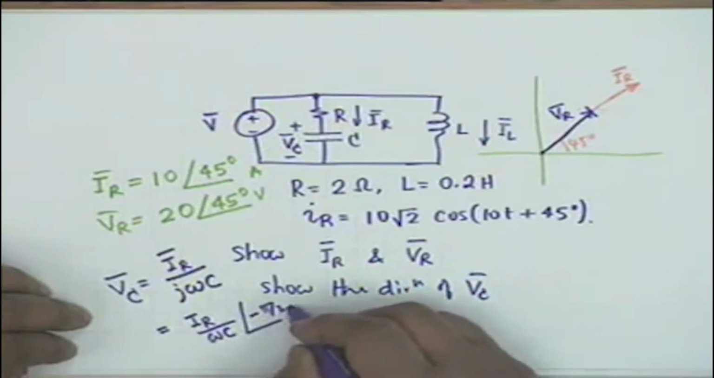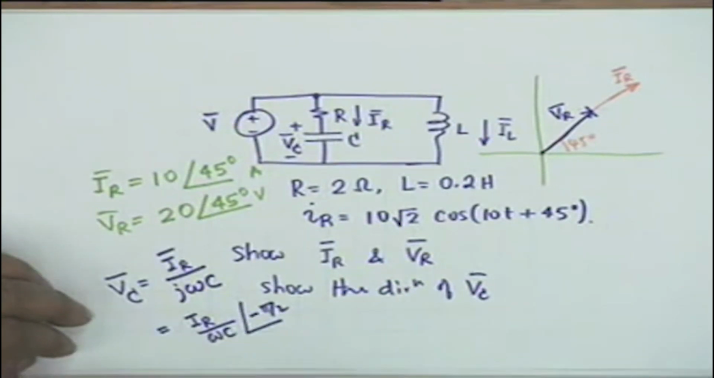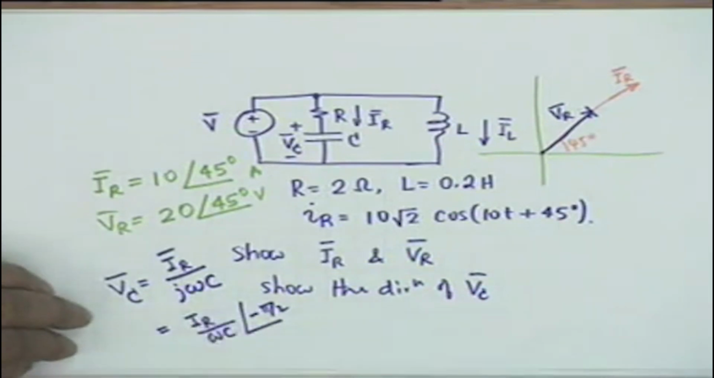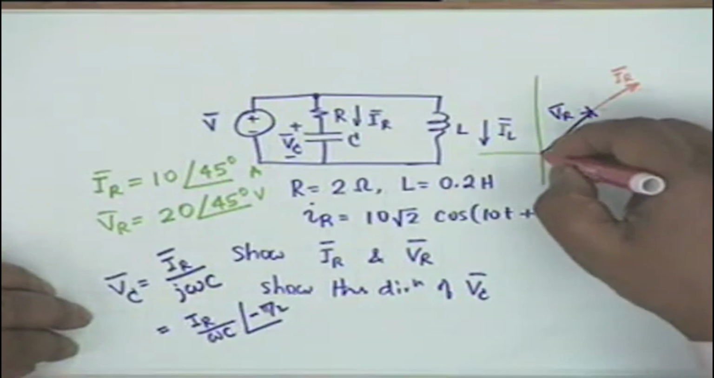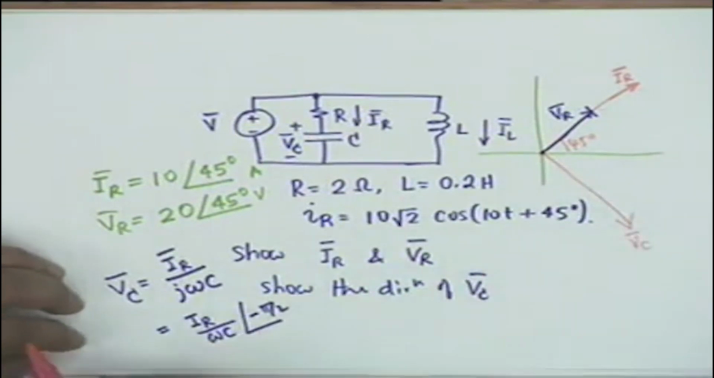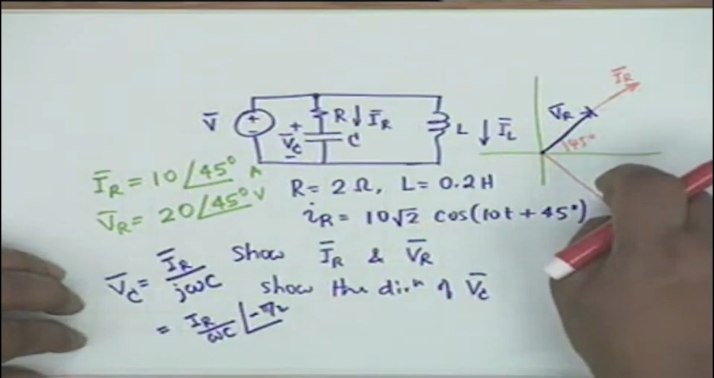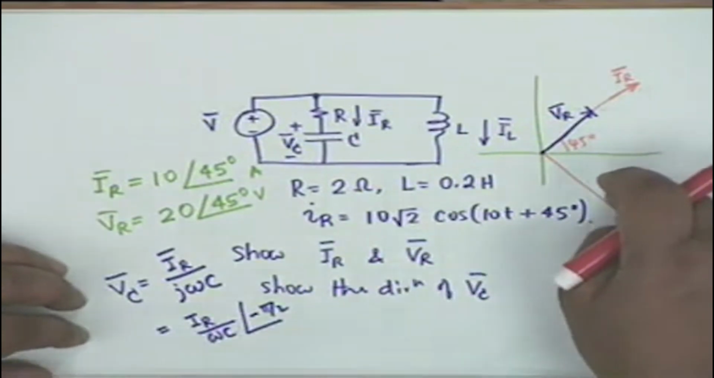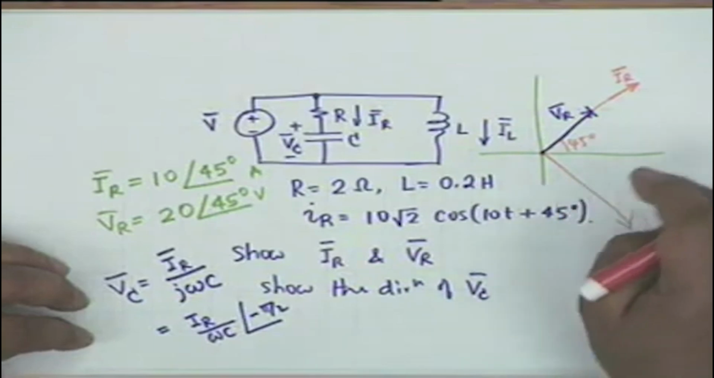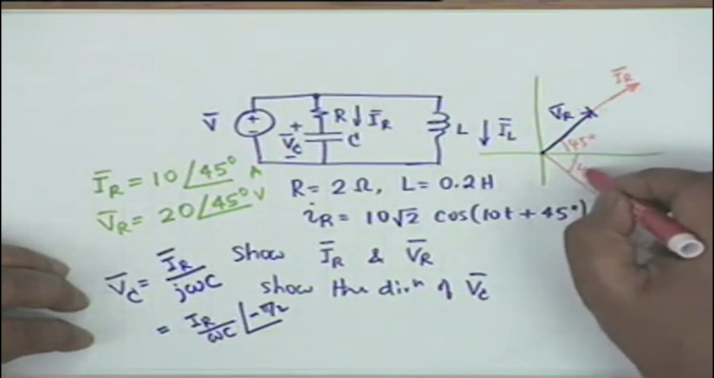Minus pi by 2 with reference to whom? With reference to the IR vector, and therefore it goes like this. This is the direction of VC. Is that clear? The capacitor voltage shall lag the current by 90 degrees and therefore this angle must be 45. Is that okay?